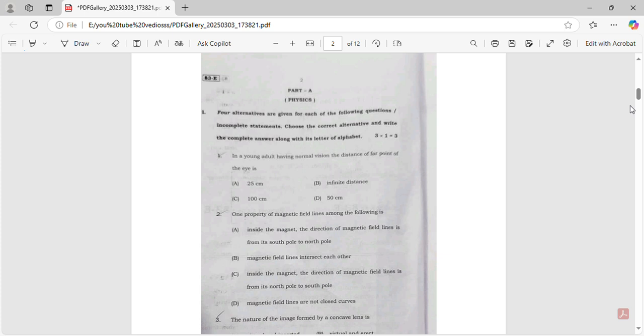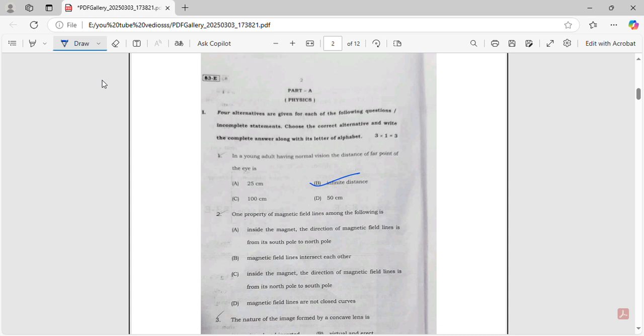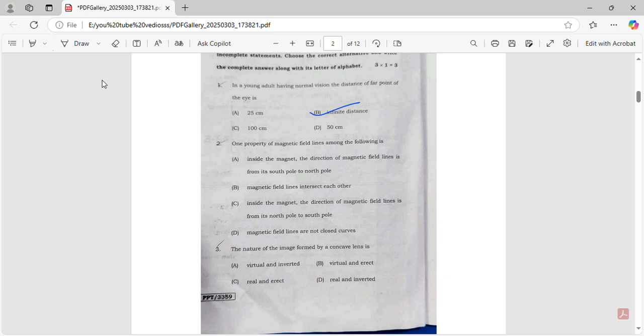In a young adult having normal vision, the distance of far point. See, the far point of vision is infinity, and the near point of the eye is 25 centimeter, the far point of the eye is infinite. Next, one property of magnetic field lines among the following. What is that property of magnetic field line?